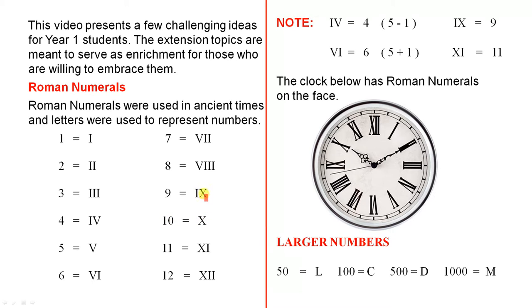Let's go back to this one. 10 minus 1 is 9. So it's the same rule as we did here. 10 minus 1 is 9. 10 plus 1 is 11. And 10 plus 2 is 12.